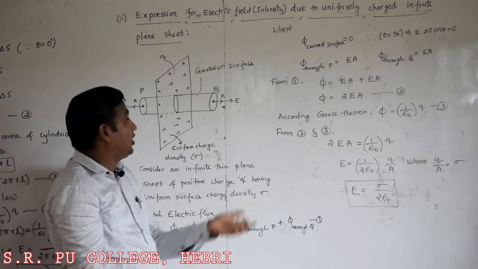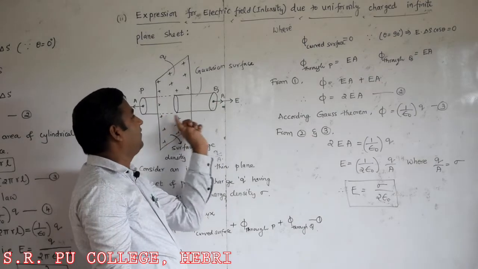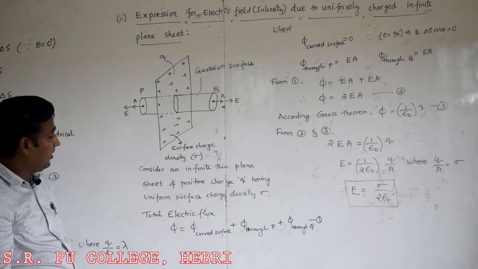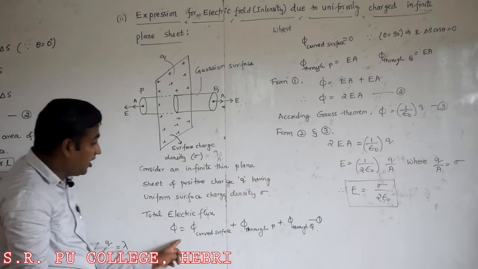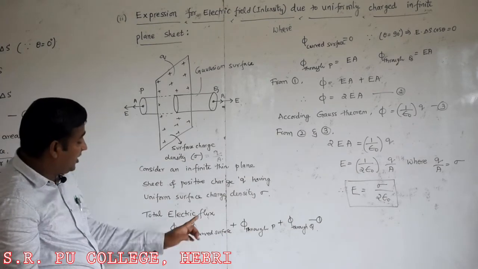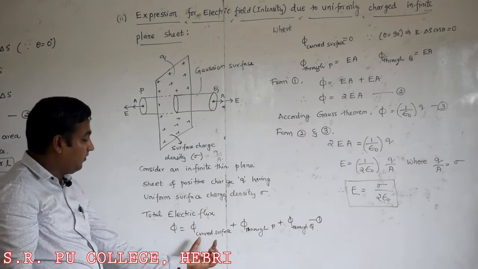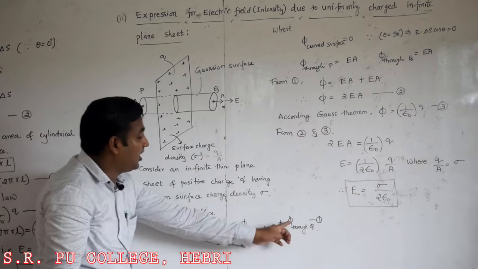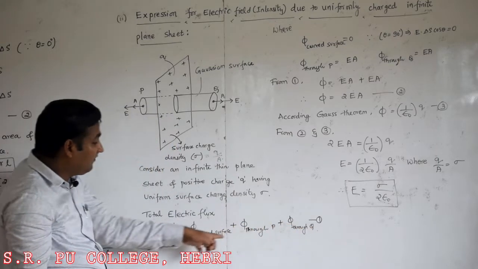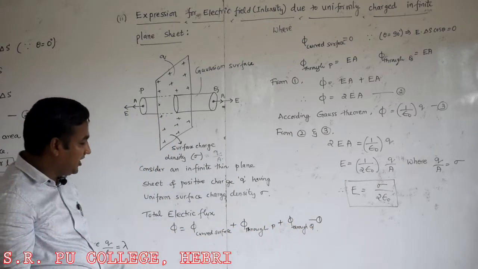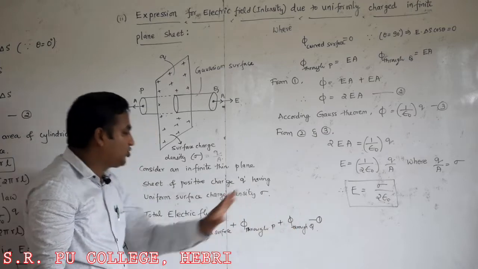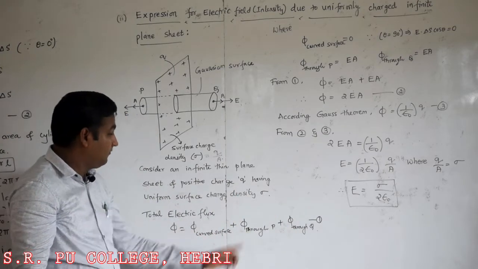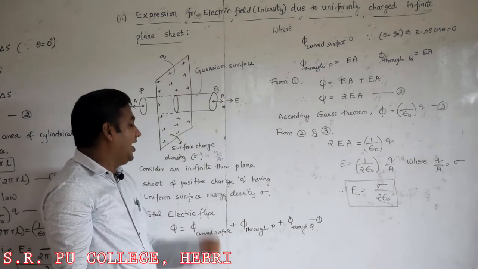The second step is to find the total electric flux through that Gaussian surface. Therefore, the total electric flux phi is divided into 3 parts here. It is equal to the flux through the curved surface, flux through end P, and flux through end Q. Here flux is a scalar quantity, that's why it is a scalar addition.